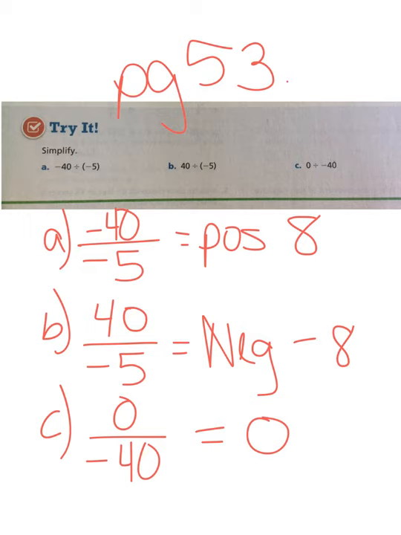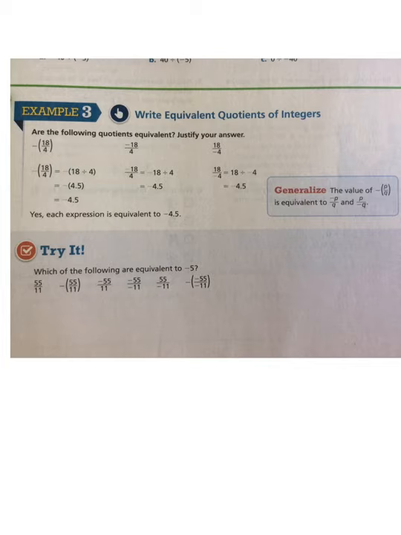I'm going to look at example 3, which is on page 53 as well, right below this try it. I really want us to see the way that they have represented these negative symbols for these problems. It's asking, are the following quotients equivalent, and justify your answer. And of course they gave you some ugly numbers, not very pretty fractions, but that's not what I'm looking at. What I really want to look at is these 3 right here.